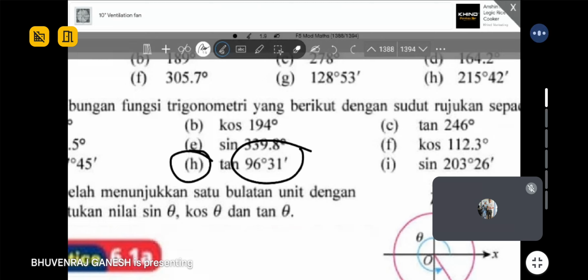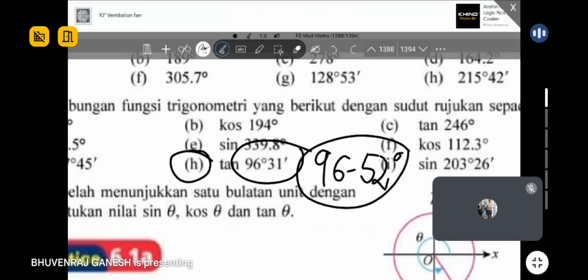So anyone? Do you get the answer? How many degrees is this? 96 degrees. Okay, very good. Tongsin, 96.52. Correct. So you should get 96.52. Which quadrant, guys? Can you all tell me? Quadrant ke berapa? This angle.